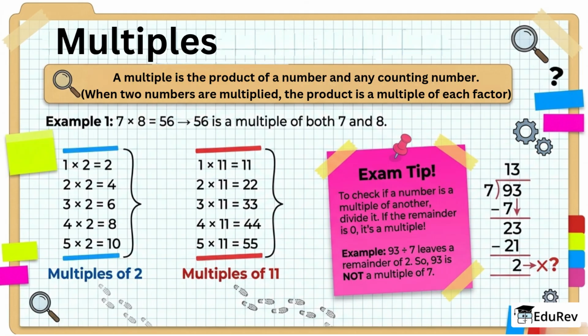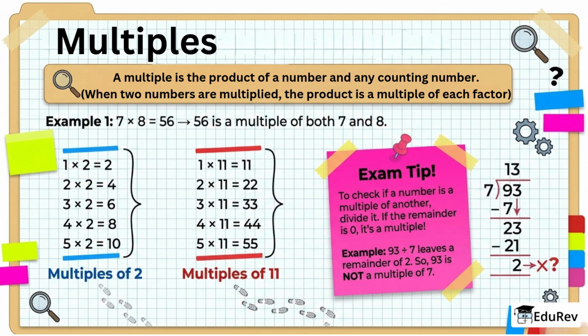Now, let's talk about multiples. A multiple is the product of a number and any counting number. For example, in 7 times 8 equals 56, the number 56 is a multiple of both 7 and 8. If you look at the multiples of 2, we get 2, 4, 6, 8, and 10. Multiples of 11 include 11, 22, 33, 44, and 55.